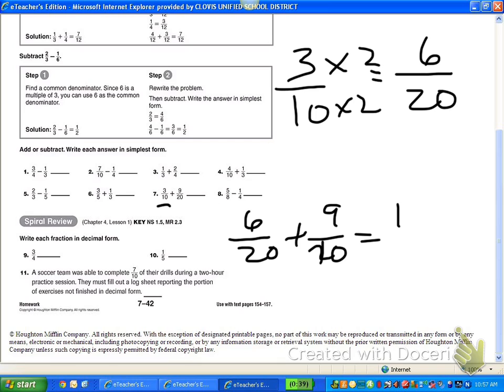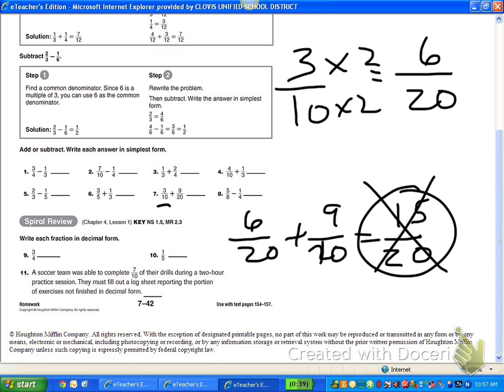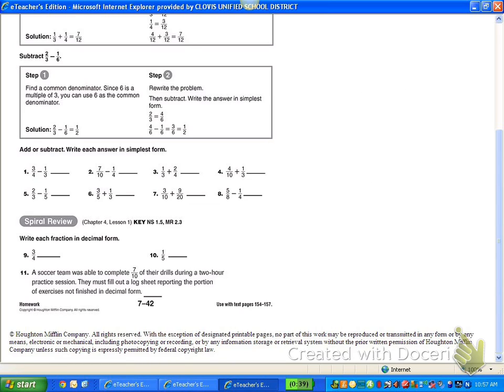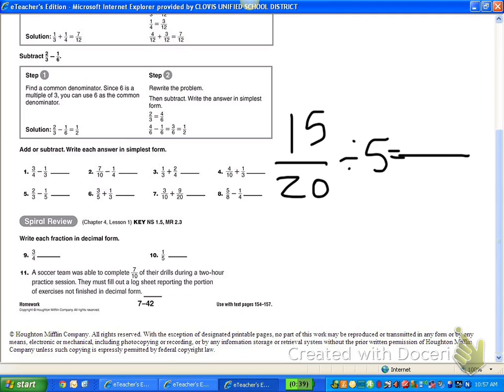So now I can take 6/20, add it to 9/20, excuse me, and get 15 over 20, which is not the right answer because of course we can reduce it. And they should be able to see that 15 and 20 are both divisible by 5. 15 divided by 5 is 3, and 20 divided by 5 is 4.